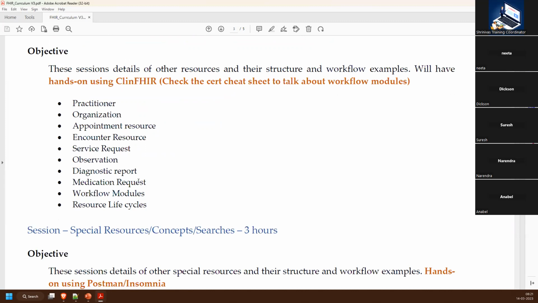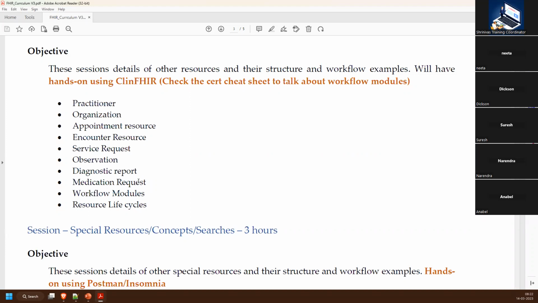Then we will jump into the workflows of appointments, workflows of orders and results, and see what all the resources are that are involved in that workflow. For example, if you talk about appointment related workflow, we'll have many resources like schedule resource, encounter resource, slot resource, and how these resources work in tandem to make sure that the workflow is executed successfully. And what are the few intricacies of these resources, how the data elements change in these resources, keeping in mind those workflows. So we'll talk about that.